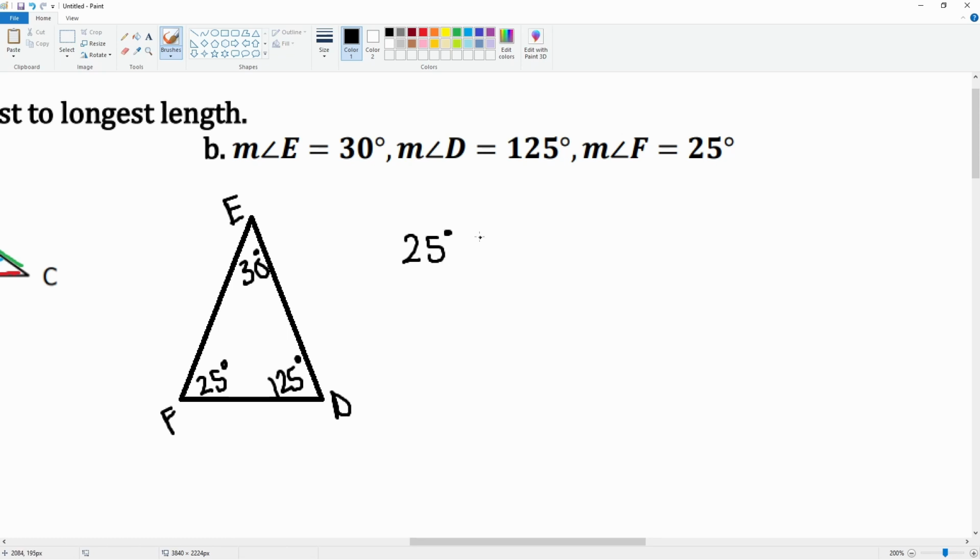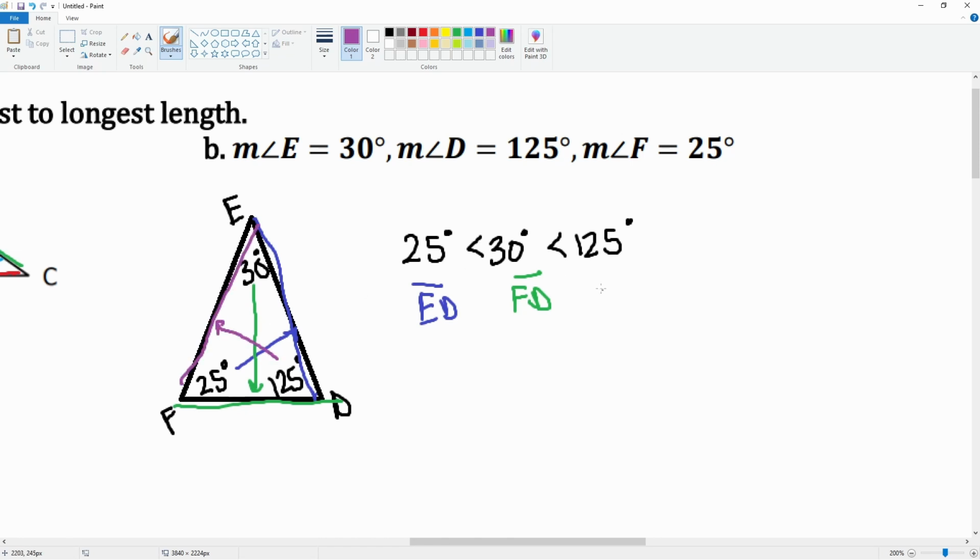25 degrees is less than 30 degrees, which is less than 125 degrees. All right, so for the 25 degrees, the opposite side is going to be ED, so line ED. Then we have 30, opposite is FD, FD. And then we have 125, its opposite is EF.